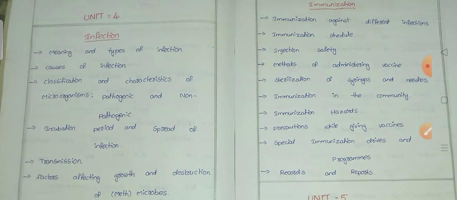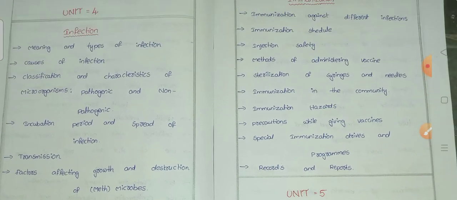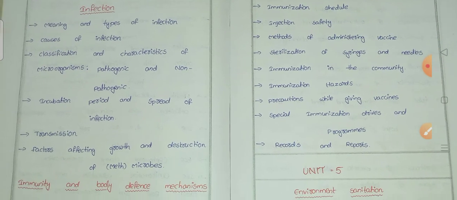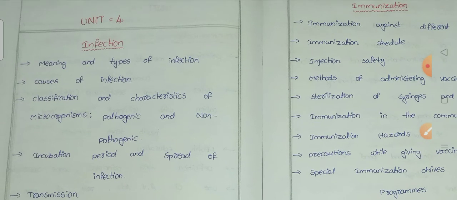C3 is finished. Next one is the I3. I3 means unit 4 is divided into three partitions. The first one is the infection, second one is the immunity, and third one is the immunization. It's clear? Okay, in infection, this is not long questions. They may ask 2 marks questions. This unit is very, very important.